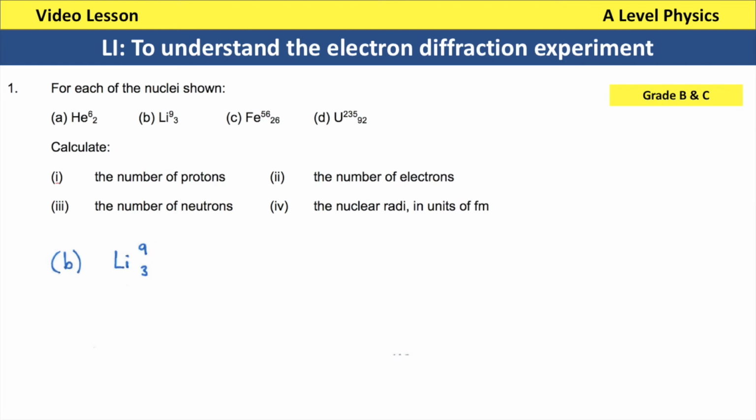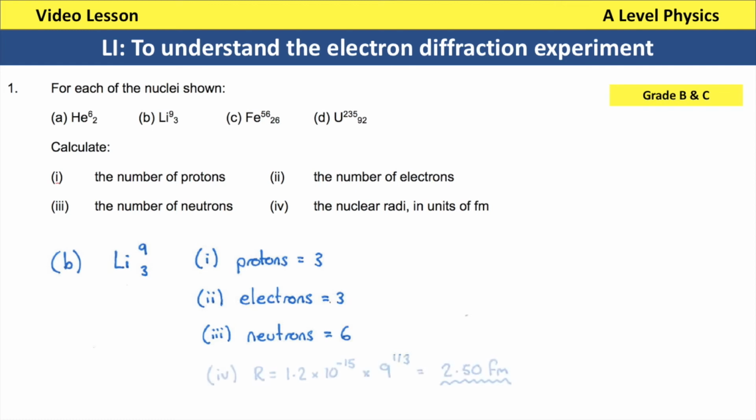Very similar way of working here for lithium, exactly the same logic used here. Protons is equal to 3. The number of electrons is the same as the number of protons, and of course 9 take away 3 means that there are 6 neutrons. Same process for calculating the nuclear radius as well.